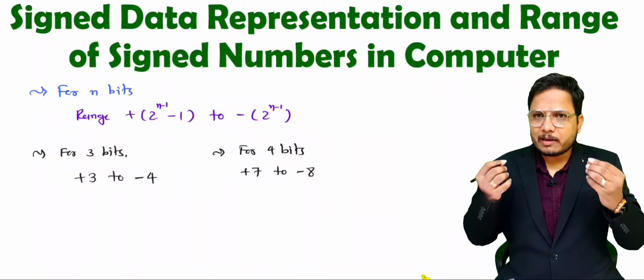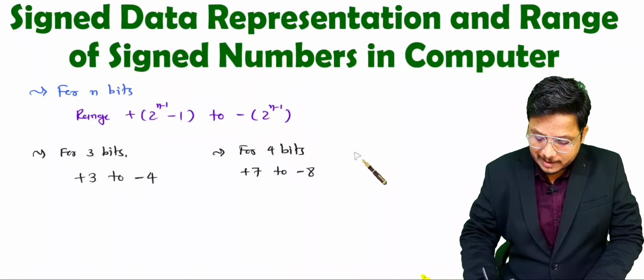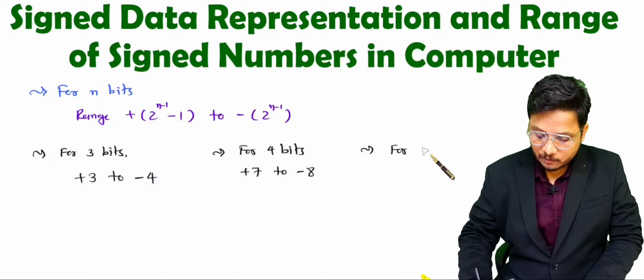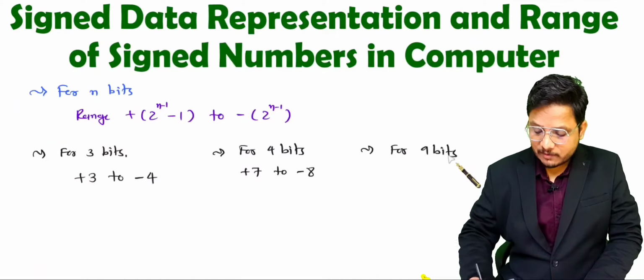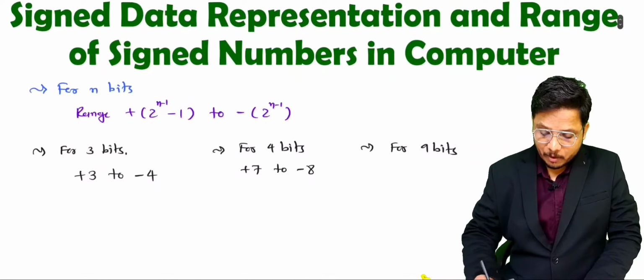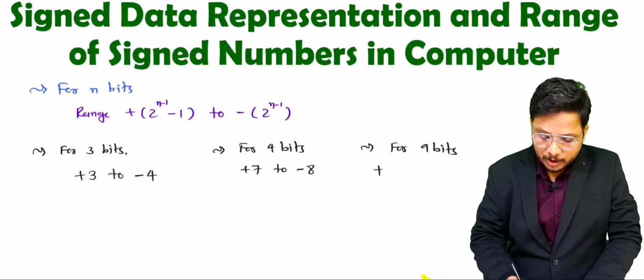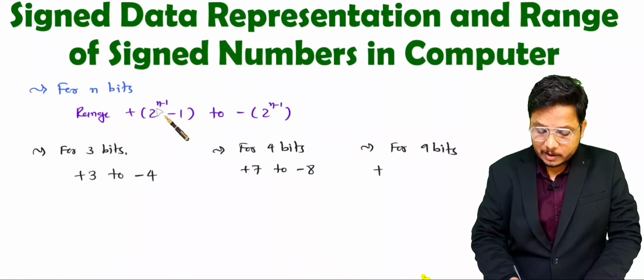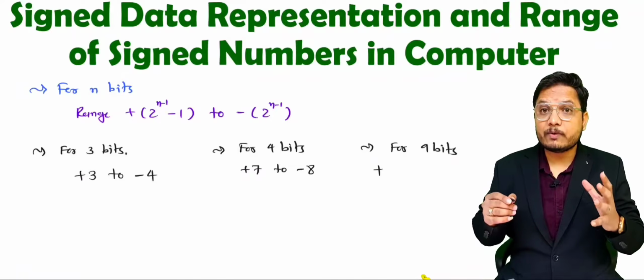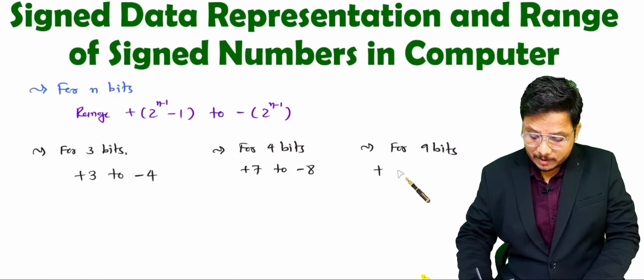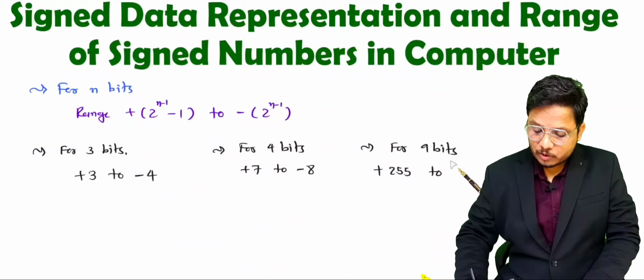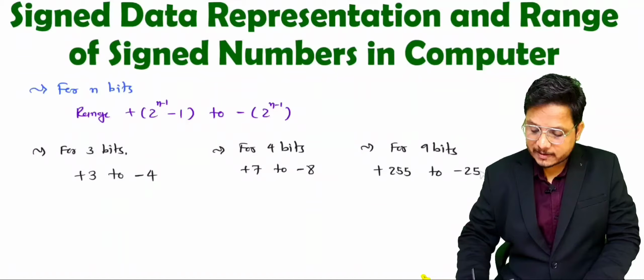Let me give you a bit larger number over here. Let us have 9 bits. So for 9 bits, if you want to identify the range, then the positive number will go up to what? 2 to the power 8. 2 to the power 8 is how much? 256. Minus 1, so that will be 255. The negative data is 2 to the power 8, means minus 256, right?